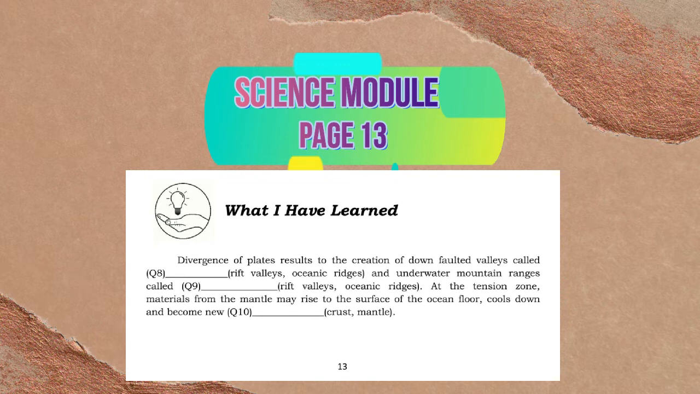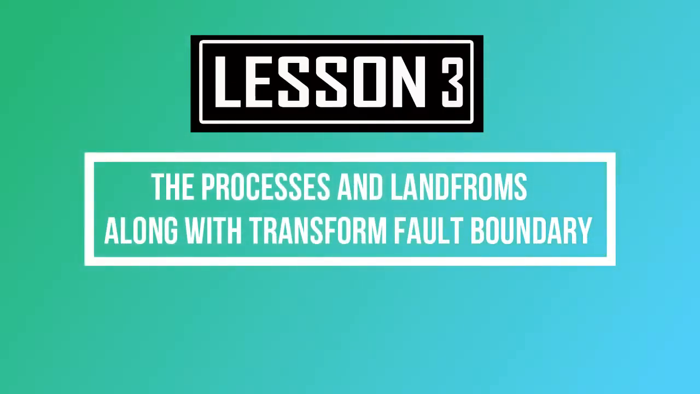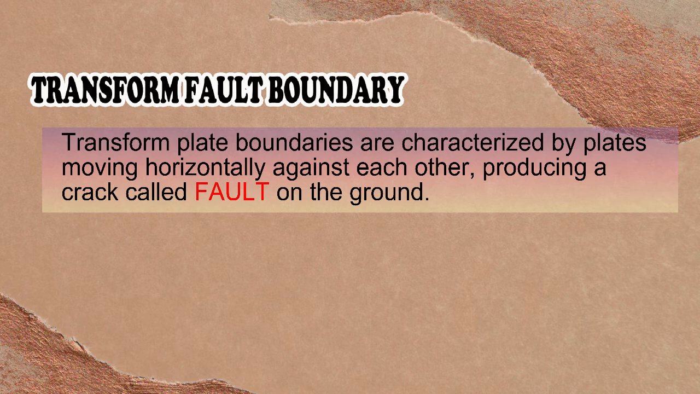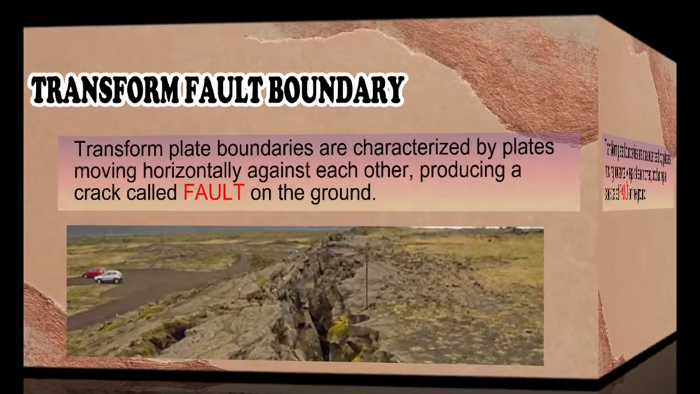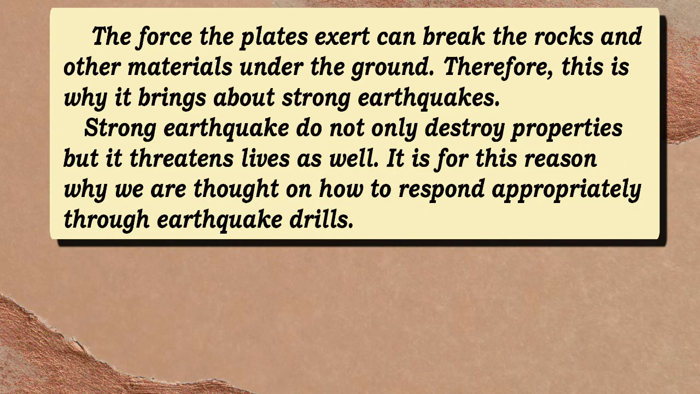This time, we will learn about the processes and landforms along transform fault boundaries. Lesson 3 of your module. Transform plate boundaries are characterized by plates moving horizontally against each other, producing a crack called a fault on the ground. The force the plates exert can break the rocks and other materials under the ground. Therefore, this is why it brings about strong earthquakes.